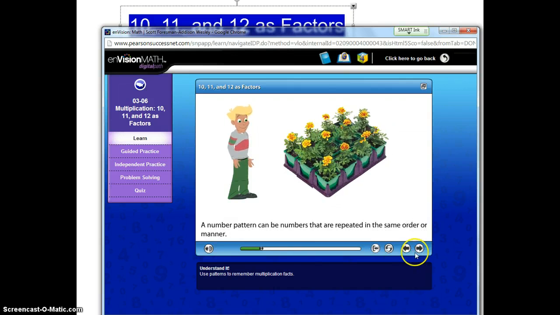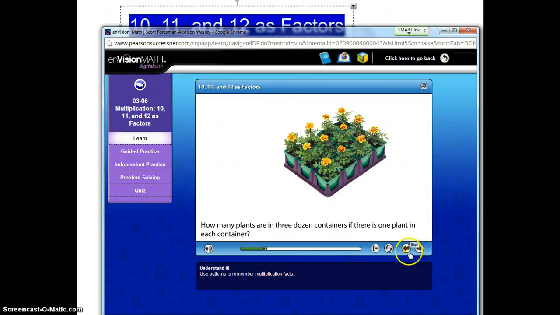A number pattern can be numbers that are repeated in the same order. So a number pattern can be repeated. For example, there was 4, 4, and 4. We've done this for the last week. Let's look at this. It says how many plants are in 3 dozen if there is 1 plant in each container. So 3 dozen, and there's 1 plant in each container.